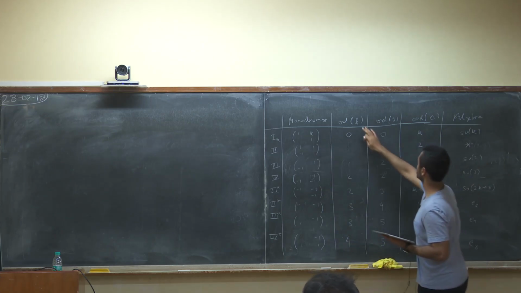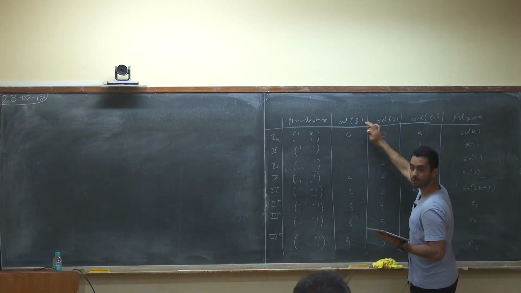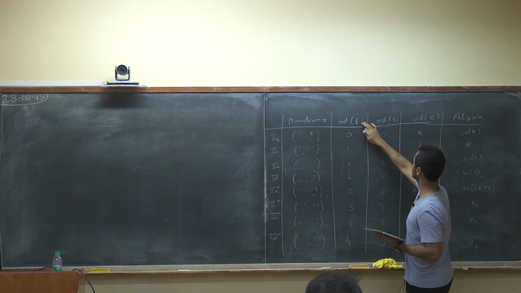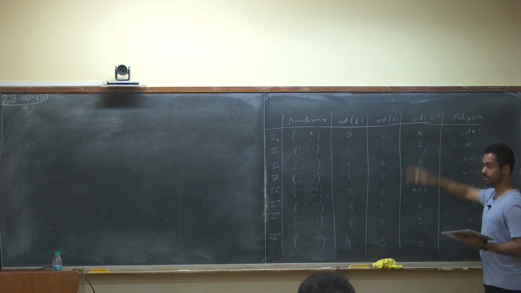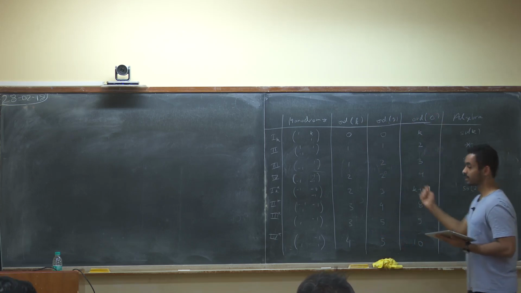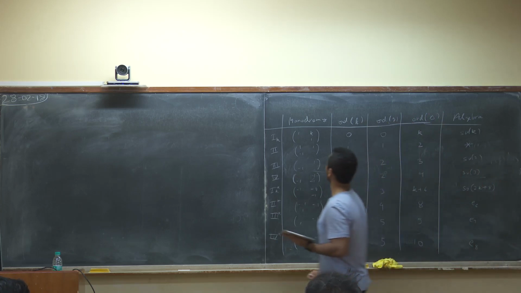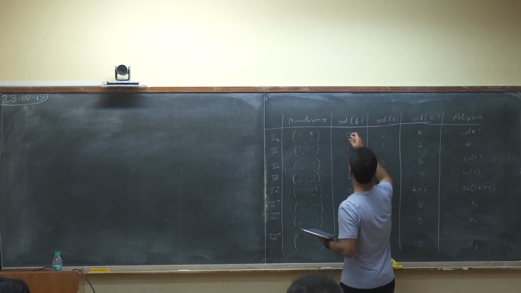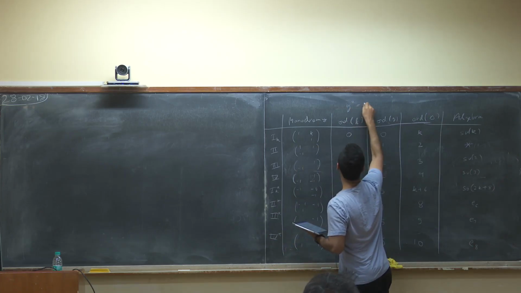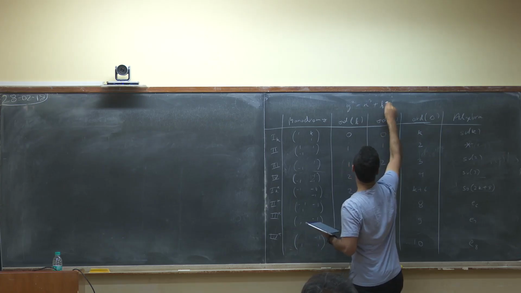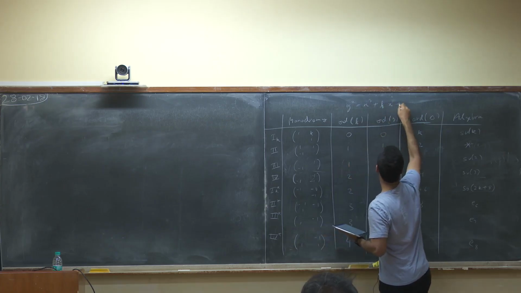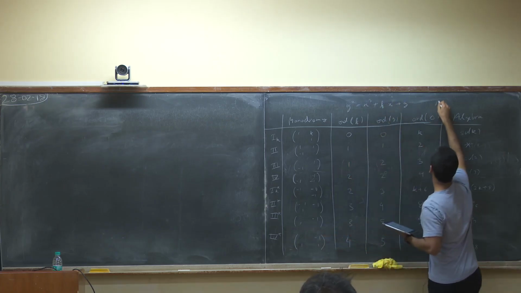And here these 3 columns describe the order of vanishing of the functions f, g, and delta at the location of the singularity. So remember, we are studying a Weierstrass equation of the form, and delta is.